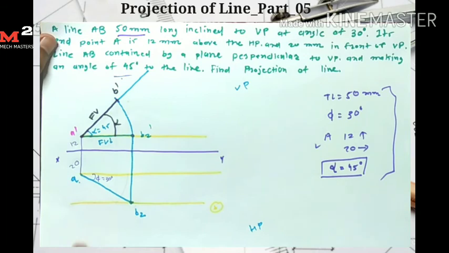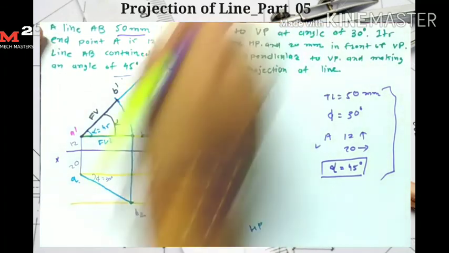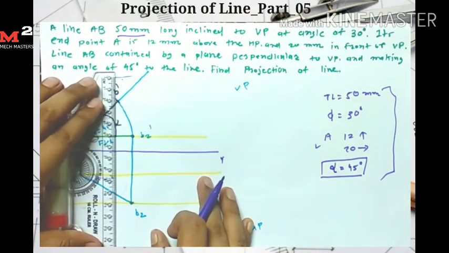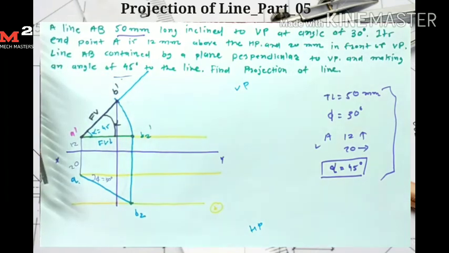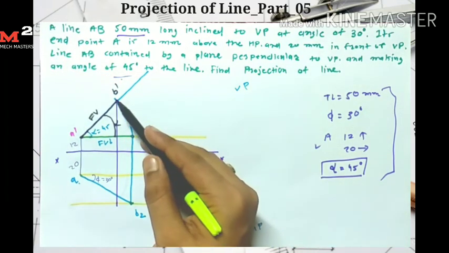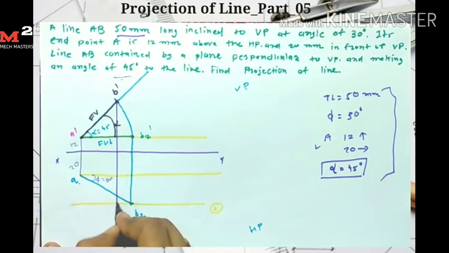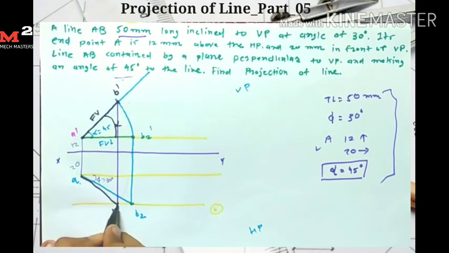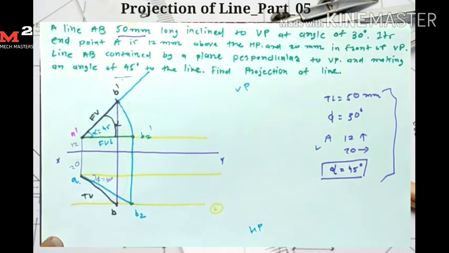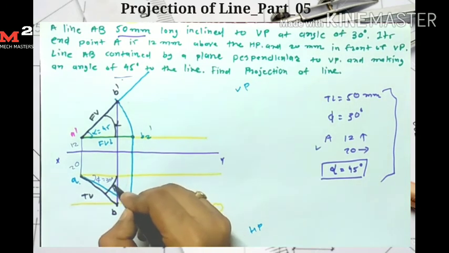Now we know that the B dash and B points are on the same line. So from point B dash I draw one vertical line which intersects the locus of B here. So here I get my point B. This AB is my final top view. An angle made by the final top view is apparent angle beta.